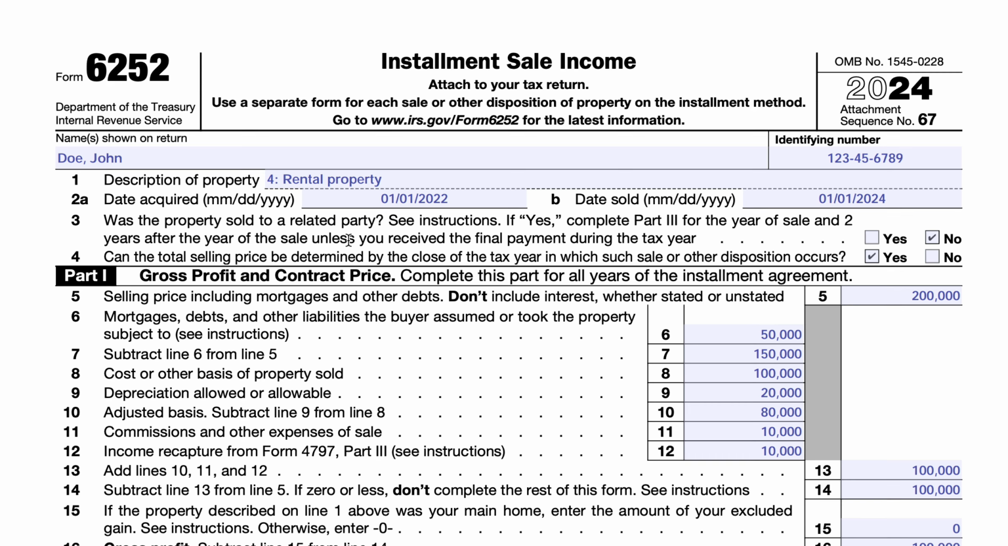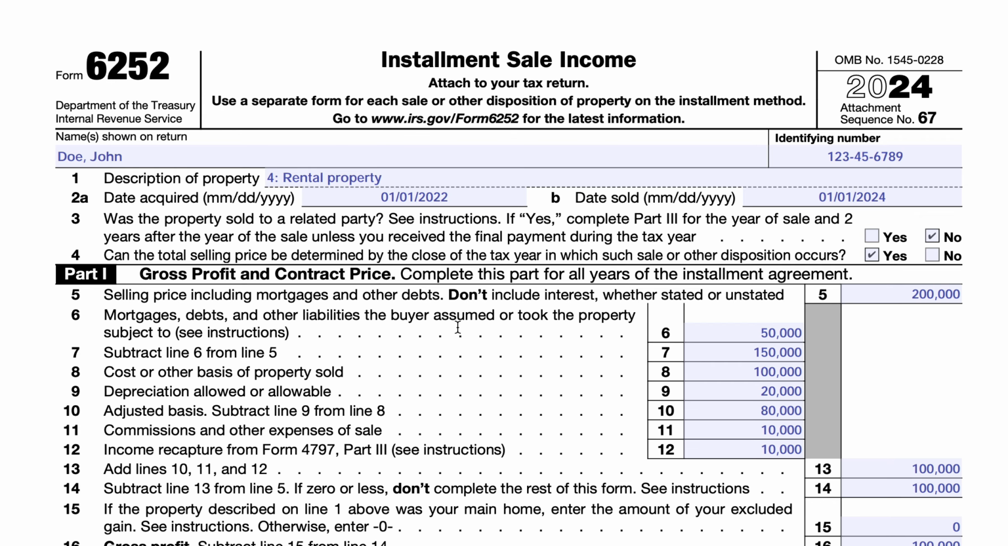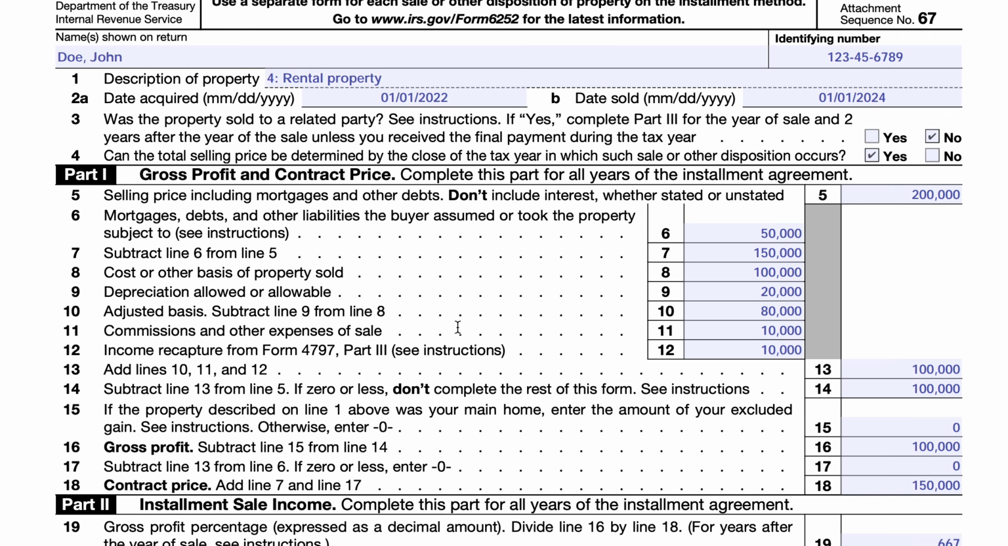And then item 4, can the total selling price be determined by the close of the tax year in which the sale or other disposition begins? In this case, that's a yes/no question. So we just entered yes, and we'll move on to the next one. Now we're going to start part 1, which is determining the gross profit and the contract price of the entire sale. And you're going to complete this for all years of the installment agreement.